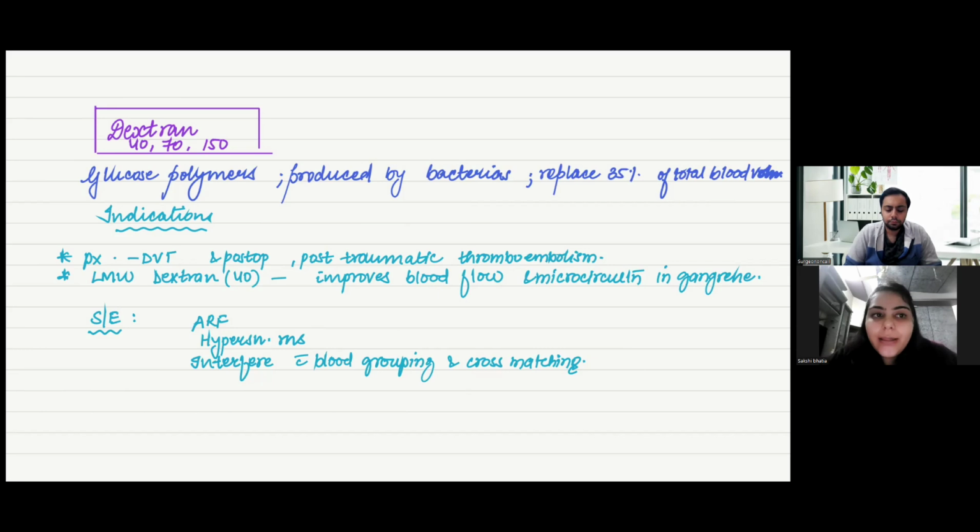But there are side effects of dextran also. Side effects are like acute renal failure. It can cause hypersensitivity reactions, and it can interfere with blood grouping and cross matching.